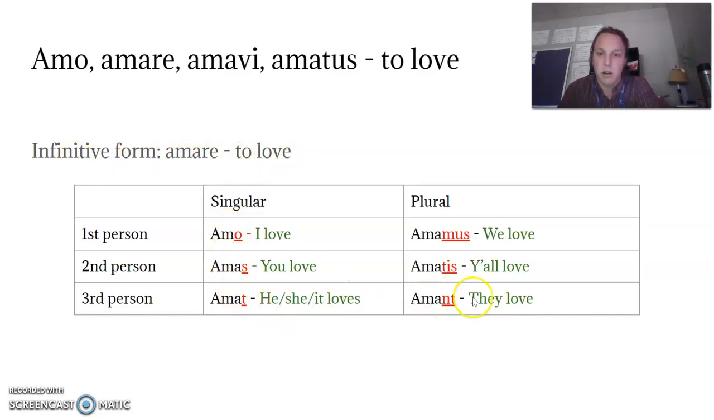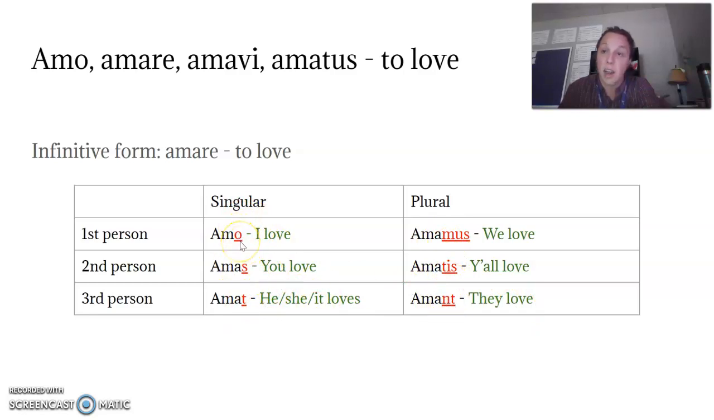Now, if you look down here, this is how amare changes if there is a subject attached to it, if there's someone doing it. The endings are o, s, t, mus, tis, nt. And I do that in first, second, third person singular, first, second, and third plural. So amo is I love. Amas is you love. Amat is he, she, or it loves. Amamus, we love. Amatis, y'all love. Amant, they love. These are the general verb endings in the present tense.